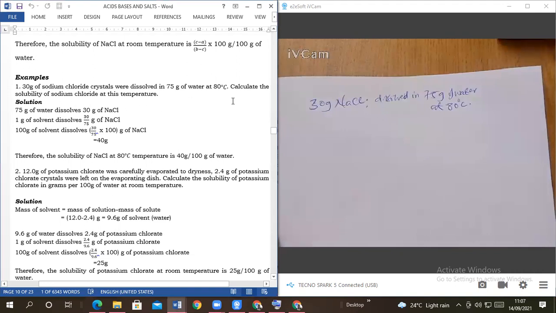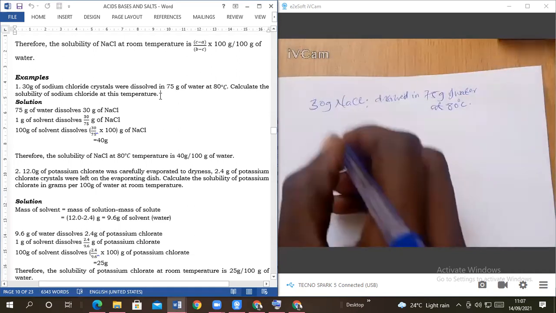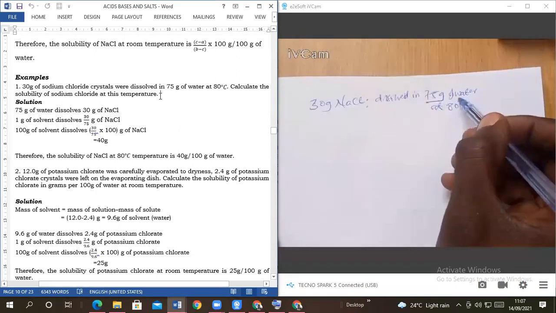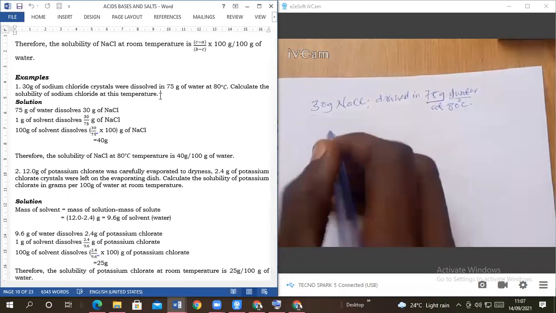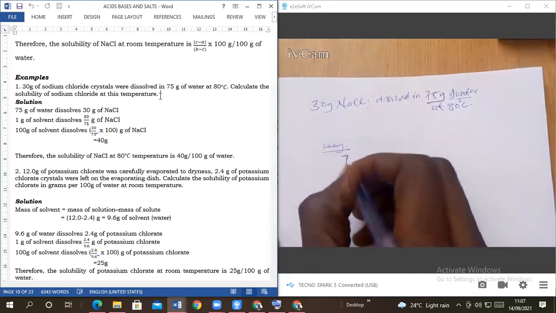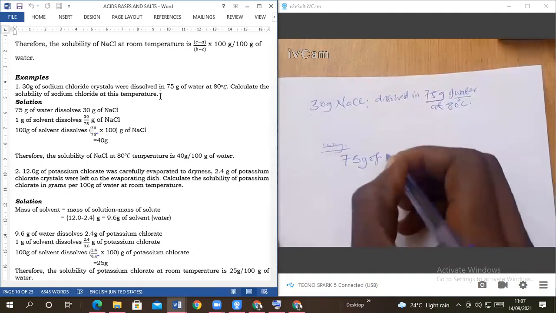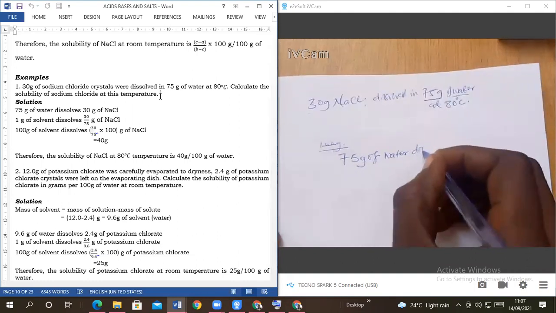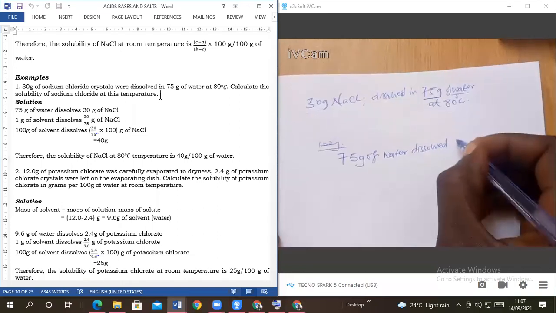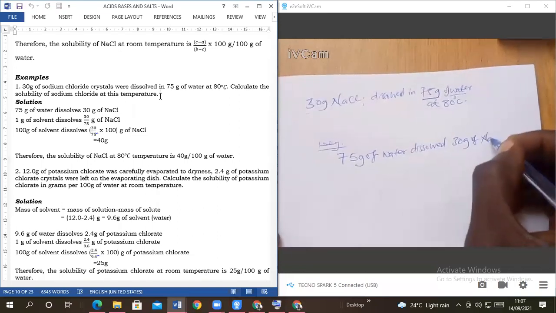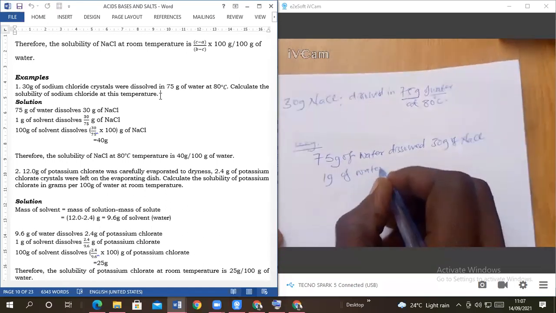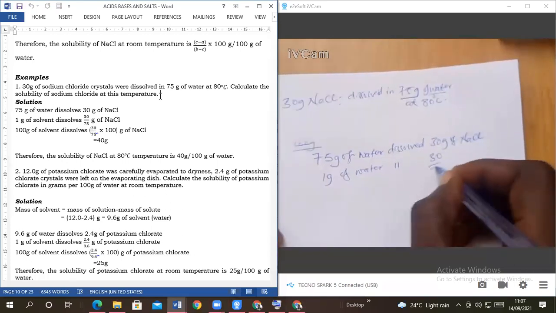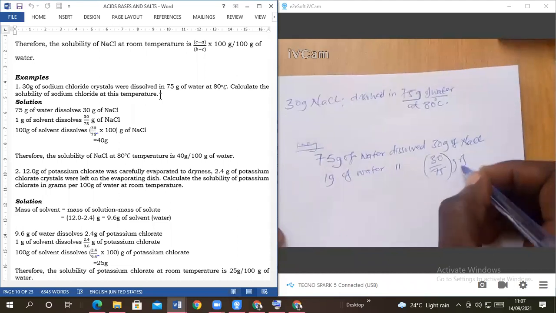If they tell you to calculate the solubility of sodium chloride at this temperature, it is as easy as getting the grams of this solvent can dissolve at 100 grams. That is all. Now, when you start, you write a statement the other way around. 75 grams of the solvent, that was water, dissolved 30 grams of sodium chloride. What about 1 gram of water? It dissolved 30 out of 75 grams of sodium chloride.